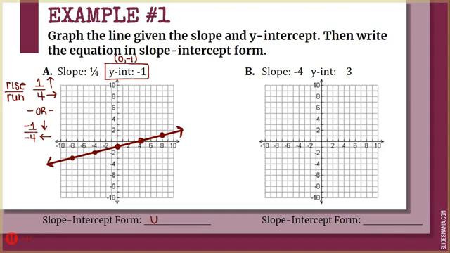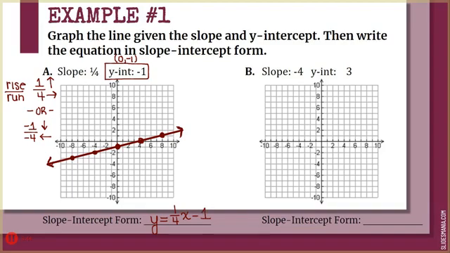So it's always y equals my slope, which is 1/4 times x, plus or minus my y-intercept. Since my y-intercept is negative, I'm going to write -1. So my equation is y equals 1/4 x minus 1.